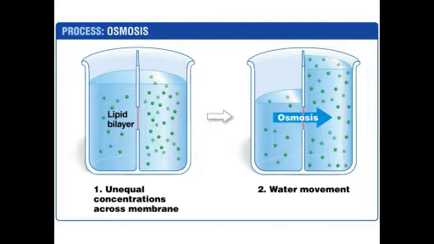Same thing here. Higher concentration on the right side, lower concentration on the left, a net movement left to right until there's an equal concentration on both sides. Even at equilibrium, water is still moving across this membrane, back and forth. It's not a static process. It's just that at this point, it has reached equilibrium. There's no longer any net diffusion of water across the membrane.